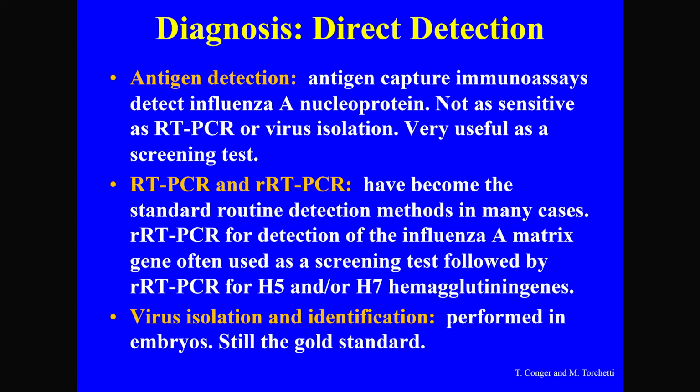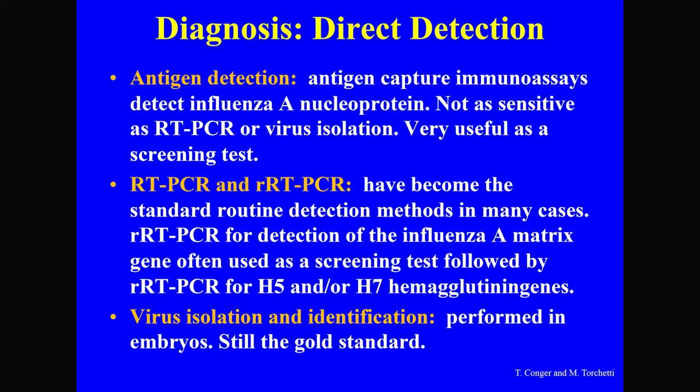Real-time PCR and RT-PCR, these pretty much are the standard routine detection methods in many cases looking for this virus. They're used for detection of the influenza A matrix gene, and these are used as a screening test followed by looking at the RT-PCR for H5 and or H7 hemagglutinin genes.